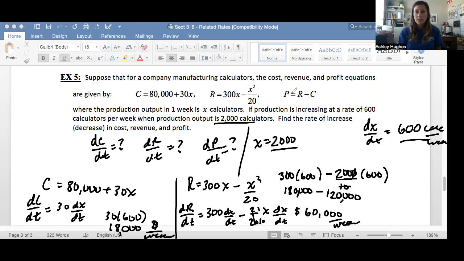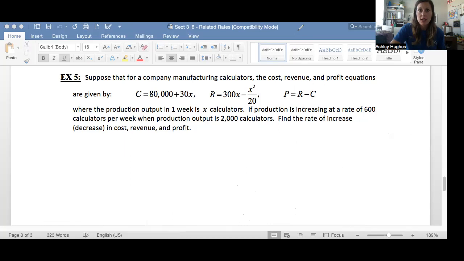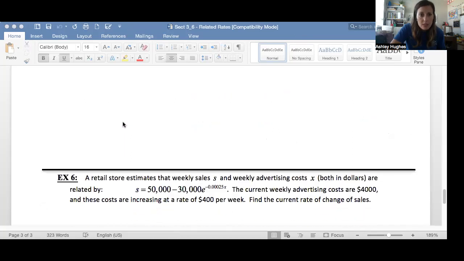And then for this, I don't have to rewrite the whole equation, because if I take the derivative with respect to time, it's just subtracting these rates from one another. So revenue minus cost change. So it'll be 60,000 minus 18,000, so $42,000 per week is the rate at which the profit is increasing when you're producing 2,000 calculators per week.